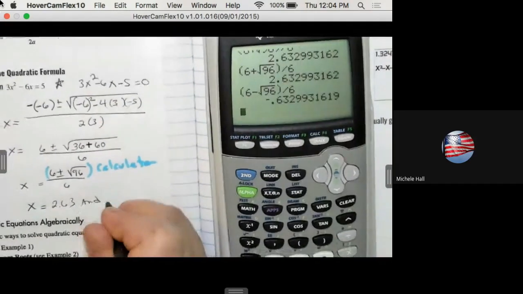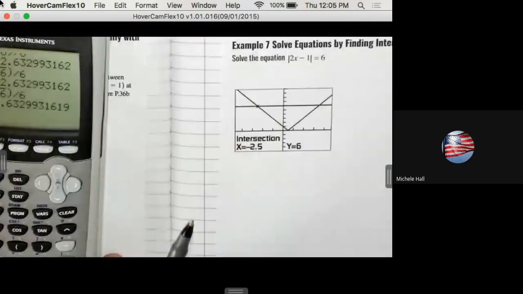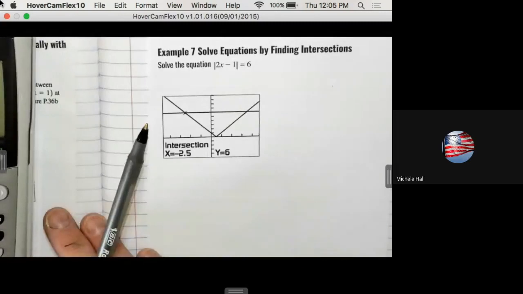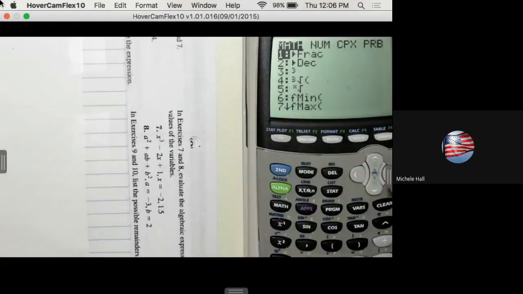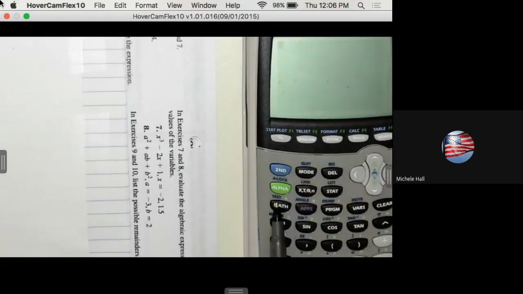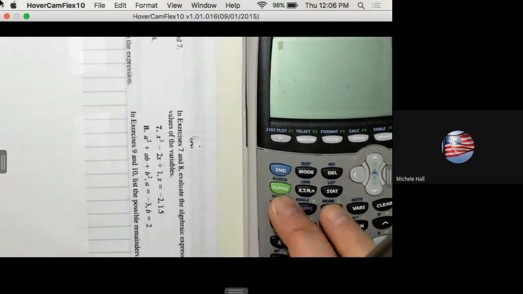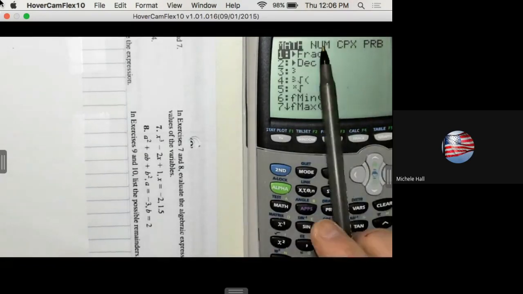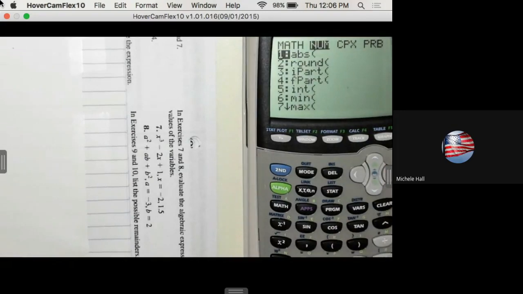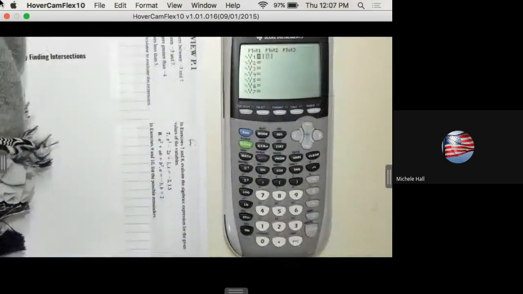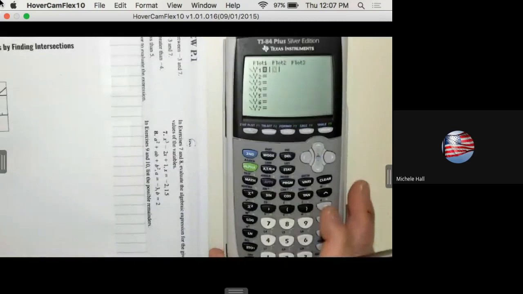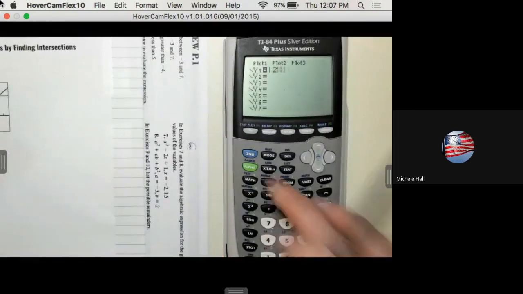Is that better? Okay. Example 7, solve equations by finding their intersection. So you go to the math button, math, and I'm pretty sure that it's going to be under numbers. There it is, absolute value. You guys on the same page with me too? Okay. Absolute value of what? 2x minus 1, 2x minus 1.